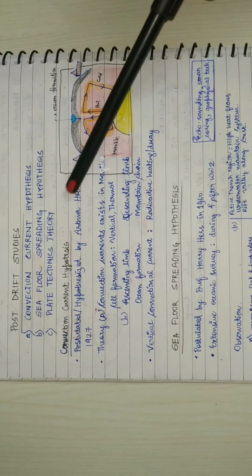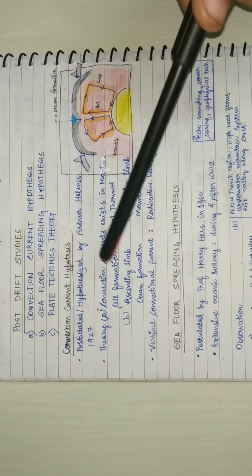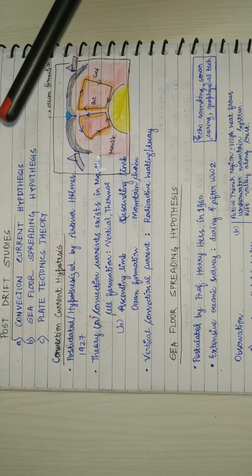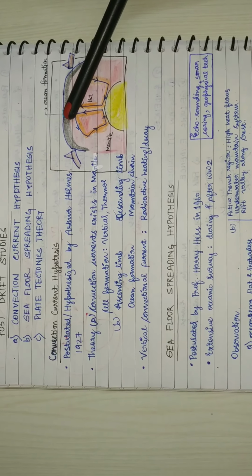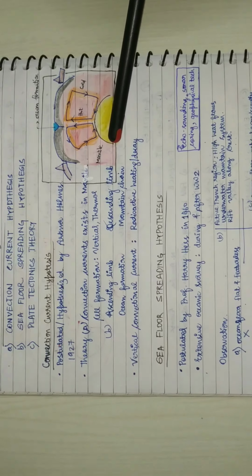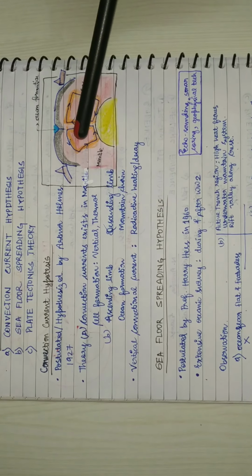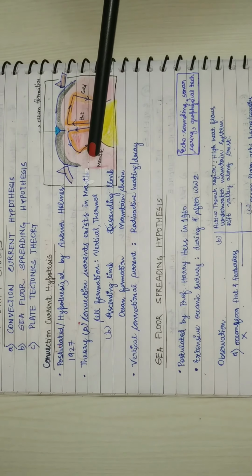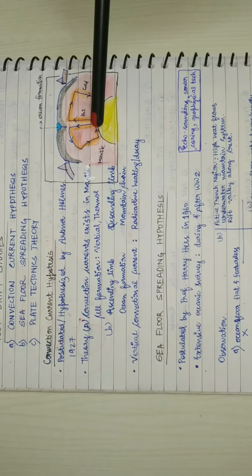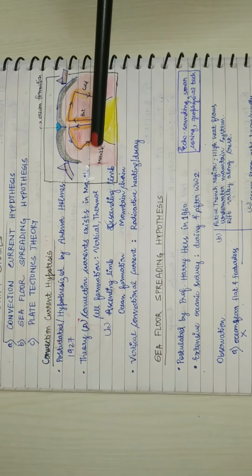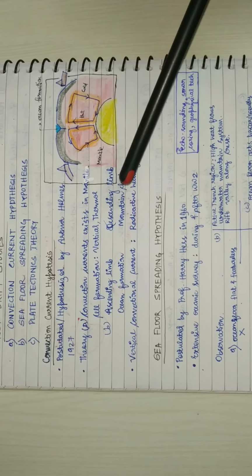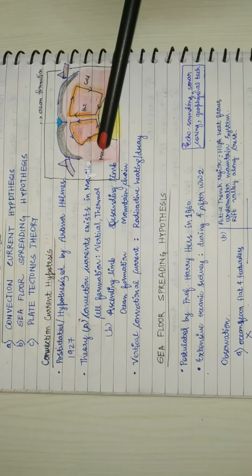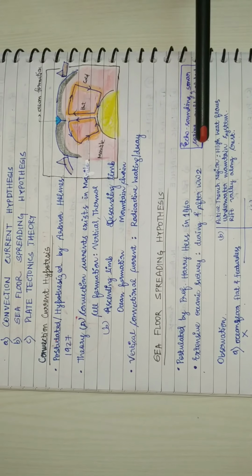So the convection current hypothesis by Arthur Holmes came up in the year 1927, and by lots of observation at or near the mid-oceanic ridges, he said that the mantle, which people think is dull, is not so dull. The mantle has convection current, and there is complete cell formation. This is because of the radioactive heating. The radioactive heating causes the convection current to form, and the heat is transferred from deep down below to up.